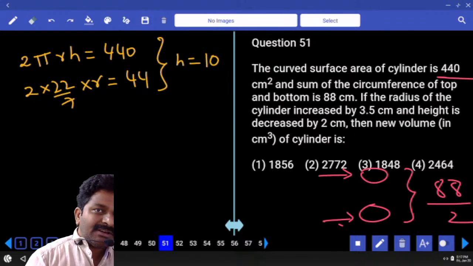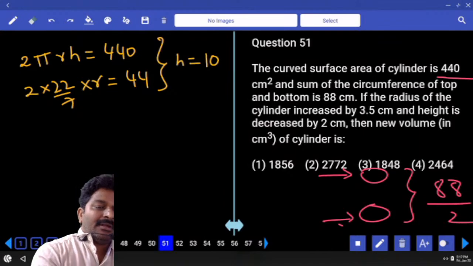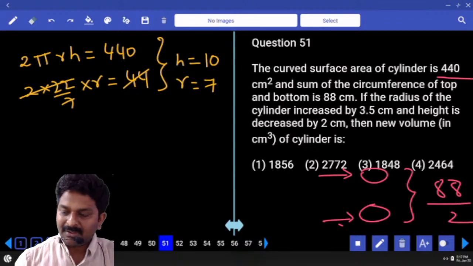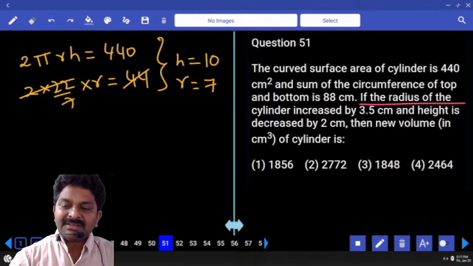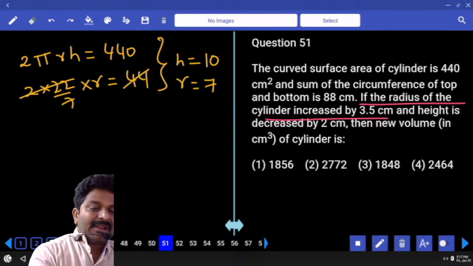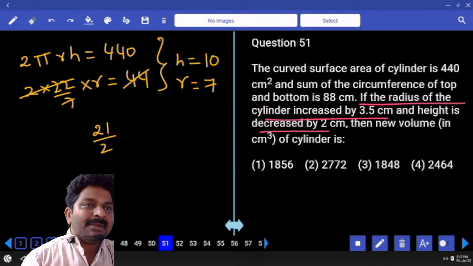2 pi r is there, 2 pi r h is there, height is 10 only. 44 cancel, radius is equal to 7. Both variables are there. Now see, the radius of the cylinder increased by 3.5, then it becomes 10.5 only. 10.5 I will write as 21 by 2. And then height decreased by 2, then height becomes 8.